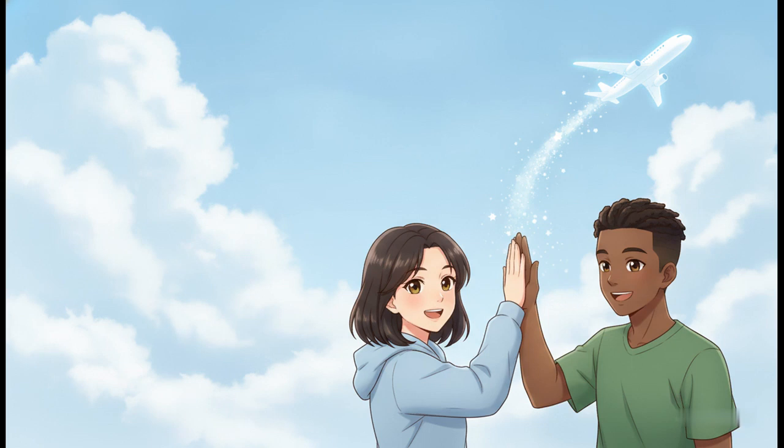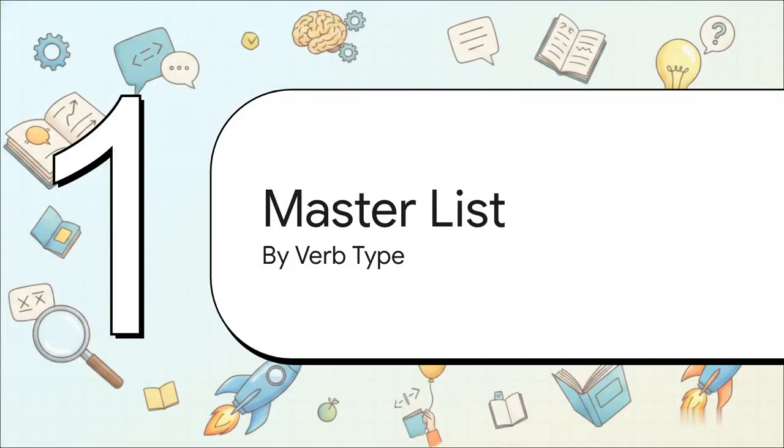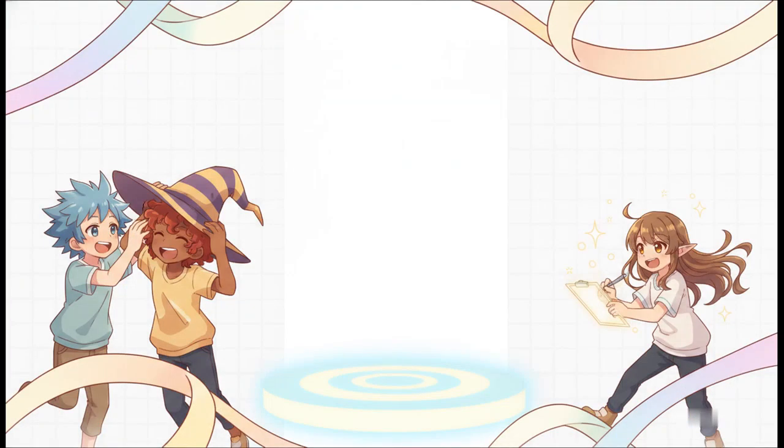Repeat those phrases to yourself. We made up, we get along, the plane will take off. Try to really internalize that satisfying lack of a direct object. Section 5, Master List by Verb Type. All right, it is time to mentally organize those flashcards. We are categorizing some of the most high-frequency exam verbs using base words like make, come, get, put, and take.